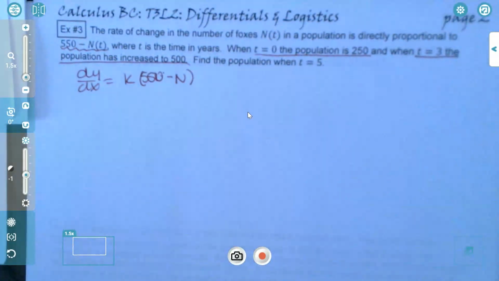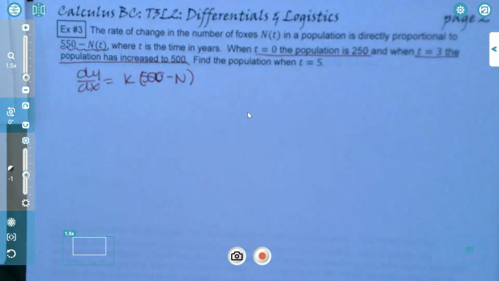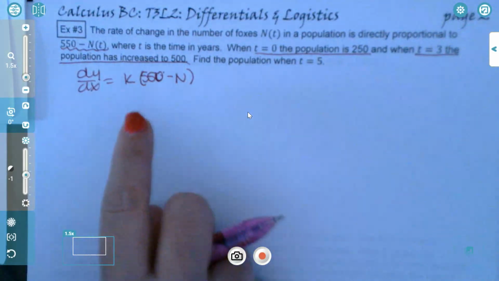minus n. Also, y'all, FYI, I am working here with no whiteout, which is a huge thing for me, so hopefully I don't mess up too many places. I almost did right there.